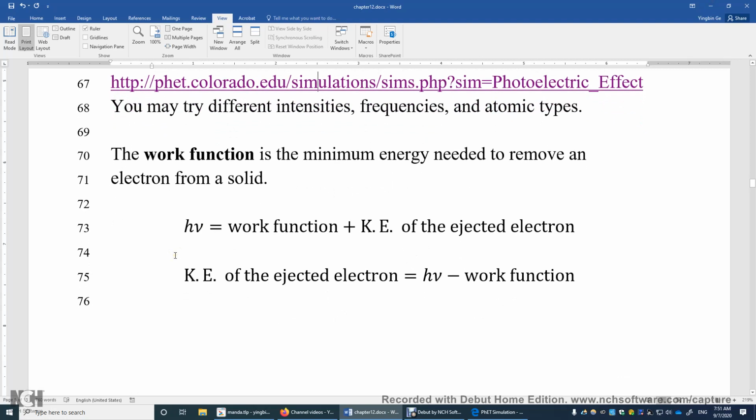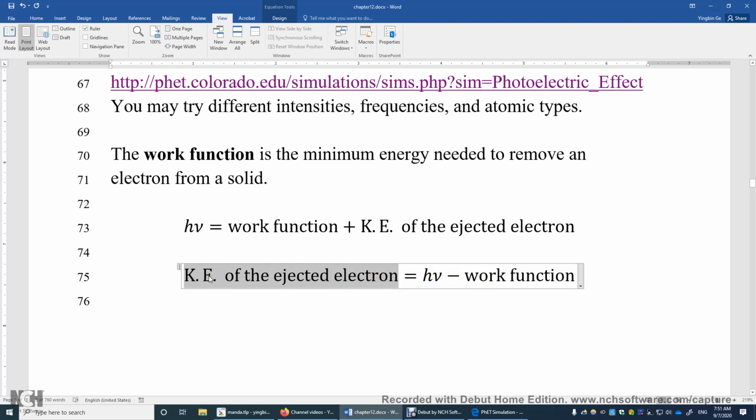Now let's imagine an electron absorbs a photon and gets enough energy to be ejected. Well, it only needs the same amount of energy as the work function to be ejected. What if the photon energy is greater than the work function? Then this electron gets some kinetic energy. The higher the energy of the photon, the higher the kinetic energy of the ejected electrons. So we can predict the kinetic energy of the electrons is equal to h nu minus the work function.